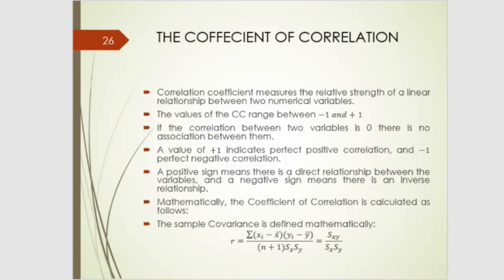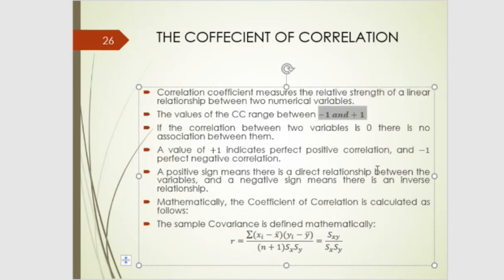Now another statistical tool which is important in statistics is the coefficient of correlation, which is equal to the covariance divided by the standard deviation of the x variable and the y variable. Okay, this is the formula. Something which is important is that a coefficient of correlation is a number between minus one and positive one. If you find a number which is more than this, know that it's wrong.